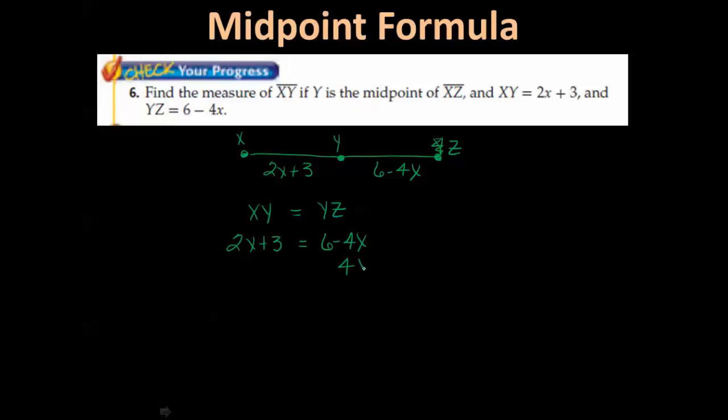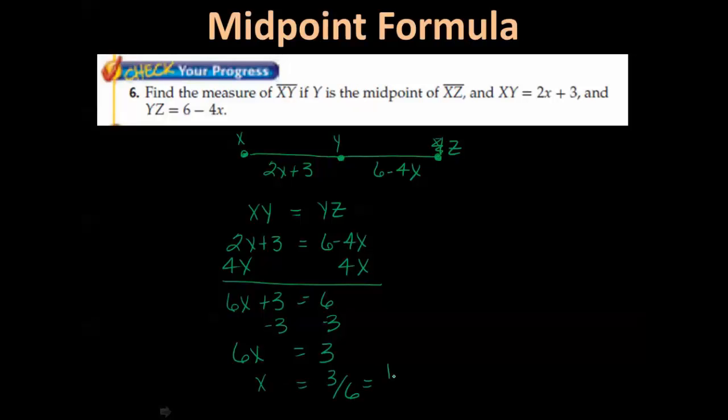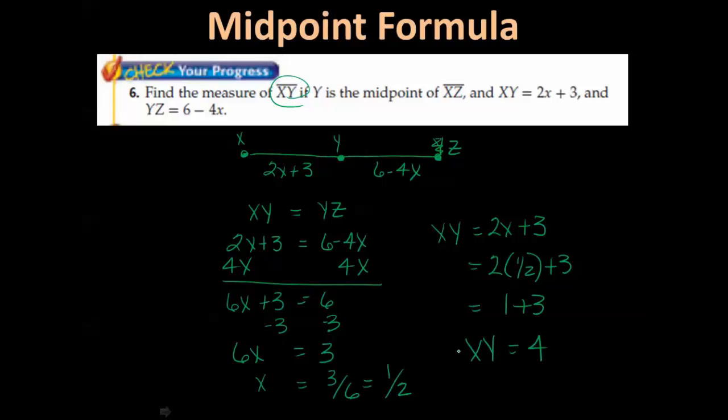I'm going to plug in the expressions. I want to keep my variables positive, so I'm going to add 4x to both sides. I get 6x plus 3 equals 6. Subtract 3 from both sides. I get 6x equals 3. I'm not liking this. I don't like it when it's funny numbers. X equals 3 over 6, which reduces to 1 over 2. So if I want to find the measure of XY, that's 2x plus 3. I'm going to plug in that half for x. That gives me 1 plus 3, so XY equals 4. And there you go.